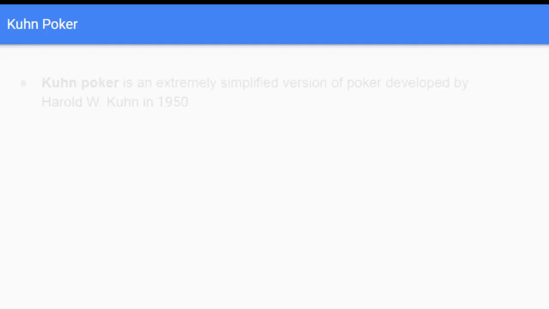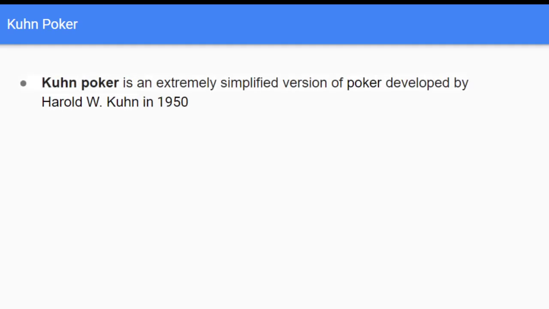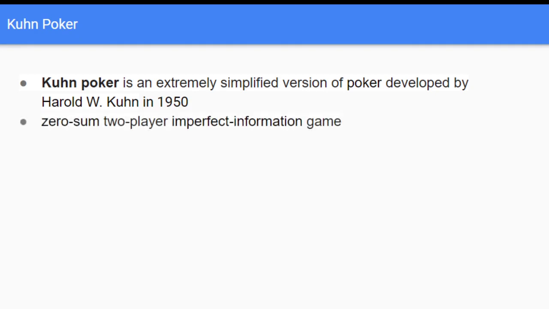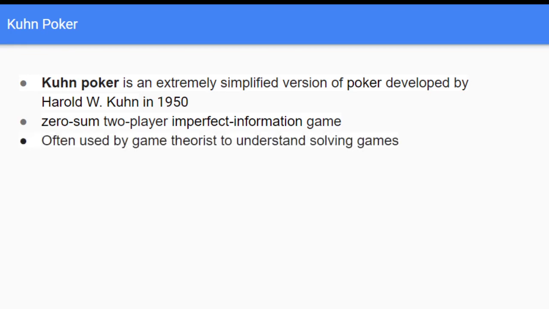So what is Kuhn Poker? Kuhn Poker is an extremely simplified version of poker developed by Harold Kuhn in 1950. Just like regular poker, it is a zero-sum, two-player, imperfect information game. Imperfect information means we don't know what the other player's card is. And it's used by game theorists to help understand how to solve imperfect information games.